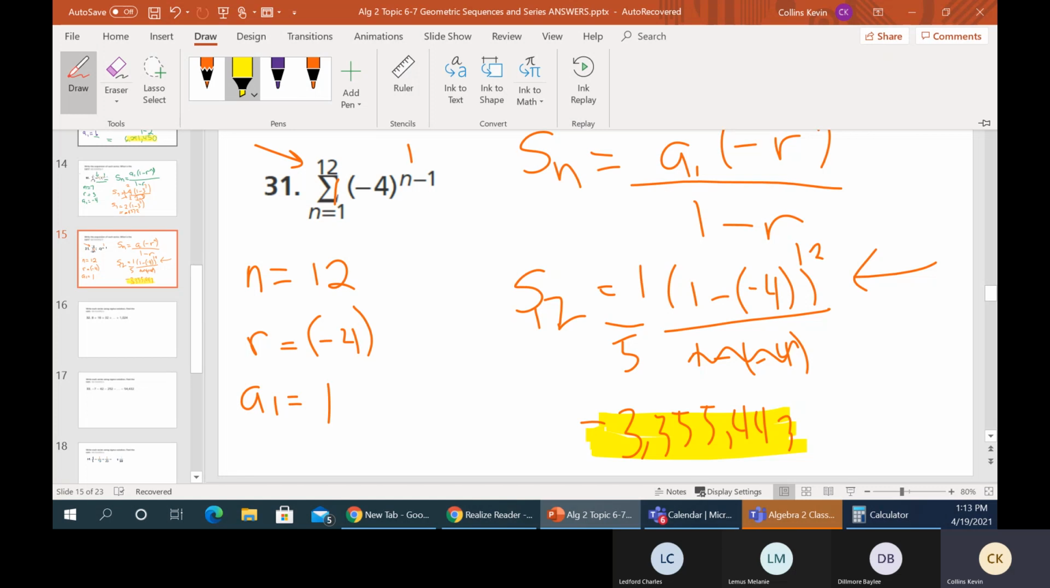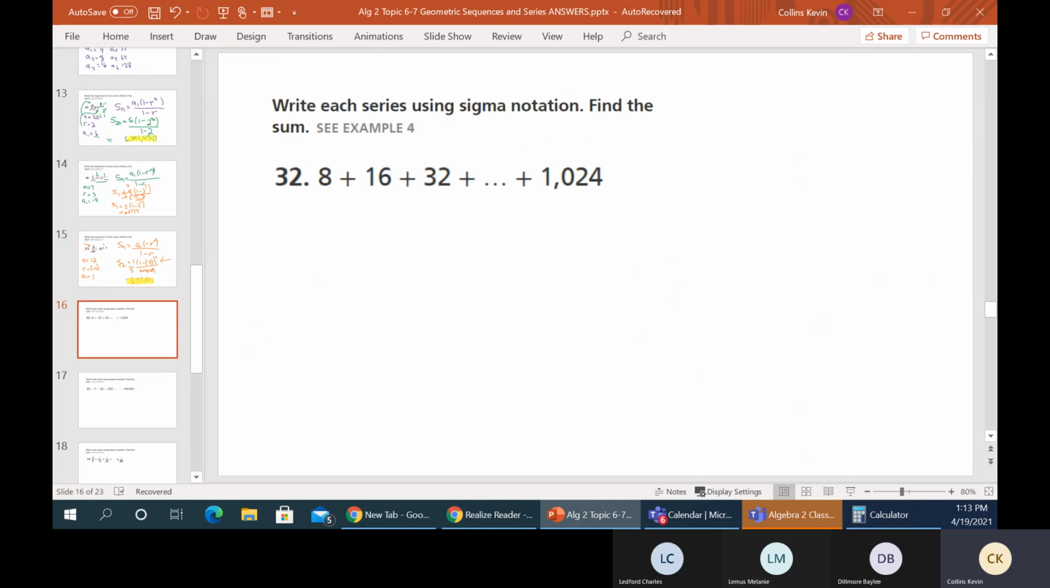Okay. So let's check out a couple more. We'll call it a day. So this says write each series using sigma notation and find the sum. Yikes. Okay, so what do we got going here? How do we figure this guy out? We can see we're going to keep multiplying, right? It looks like we're doubling up every time.